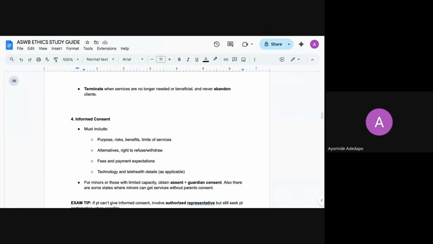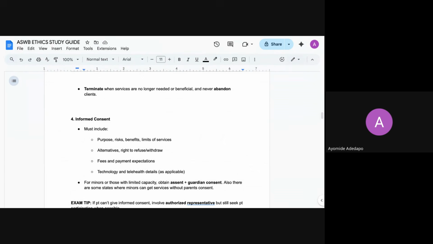Now, informed consent, let's get a little deeper into that. Your informed consent must include purpose, risks, benefits, and limits of services, right? Alternatives, rights to refuse or withdraw, fees and payment exceptions, and then technology and telehealth. We live in a telehealth world now, so you want to make sure all that is in your informed consent.